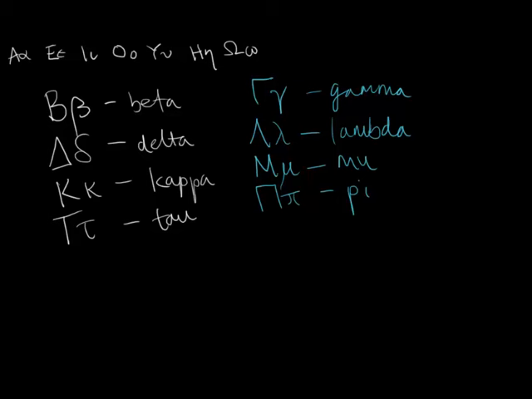So we've got beta, b, delta, d, kappa, k, tau, t. Then we've got gamma, g, lambda, l, mu, m, and pi, p. So we've got all of those.